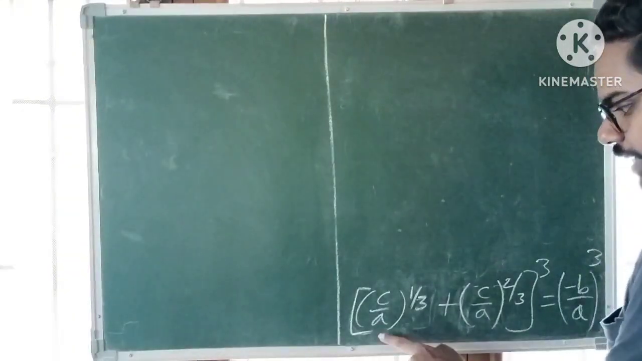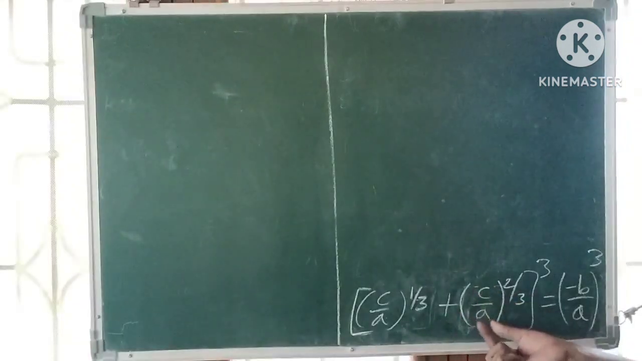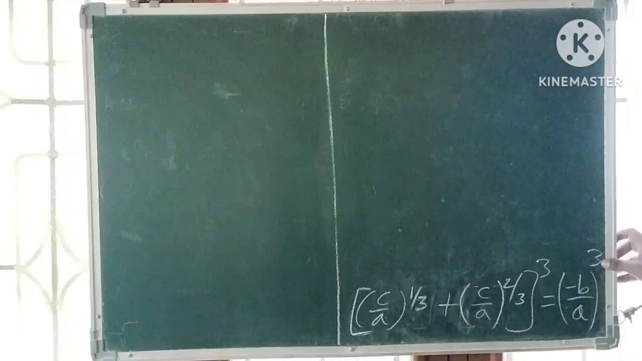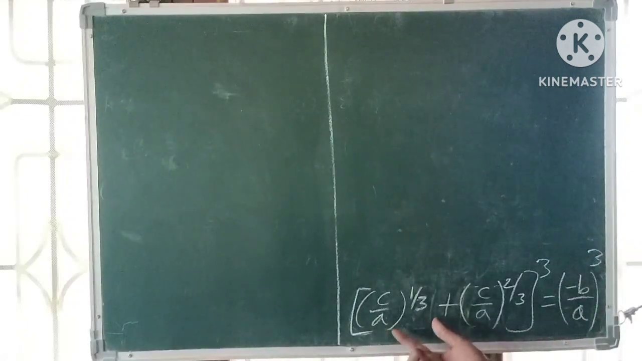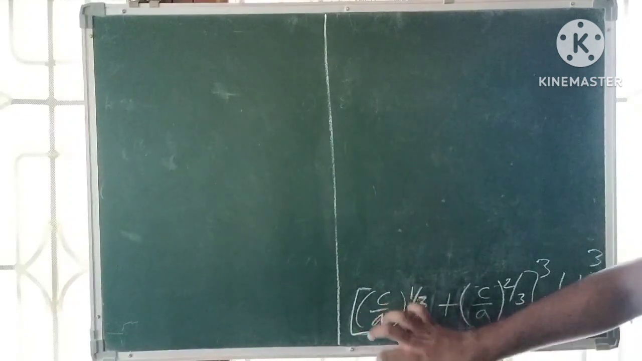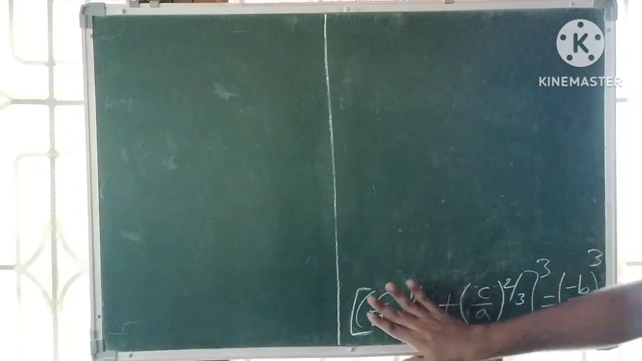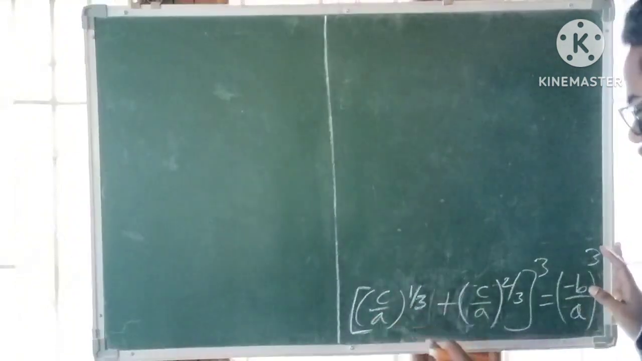So this is our final equation. C by A whole power 1 by 3 plus C by A whole power 2 by 3 whole cube is equal to minus B by A whole cube. This is the expression after applying cubing on both sides. Now see this LHS. This is like A plus B whole cube. Here A is equal to C by A whole power 1 by 3, B is equal to C by A whole power 2 by 3.